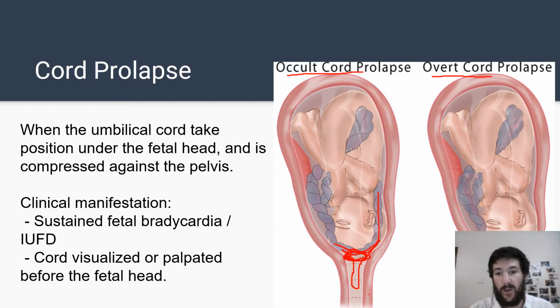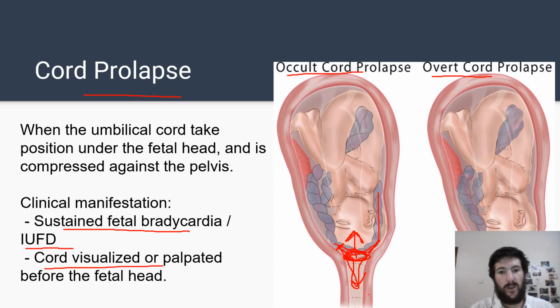And it's also very important not to push the baby's head up, because if we do that during the vaginal examination, we can open this space and the cord can come down. So we also have to prevent the cord prolapse, by not pushing the head up. The clinical manifestation of the cord prolapse is a sustained fetal bradycardia and IUFD. Why? Because the cord is compressed and the blood supply from the placenta to the baby is stopped.